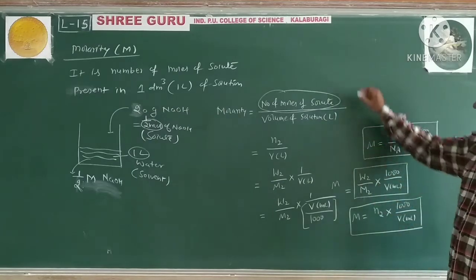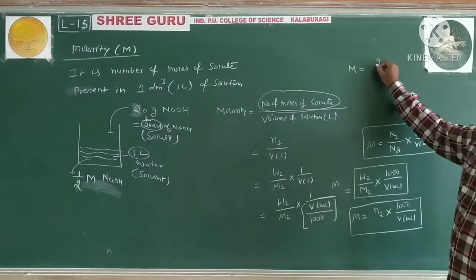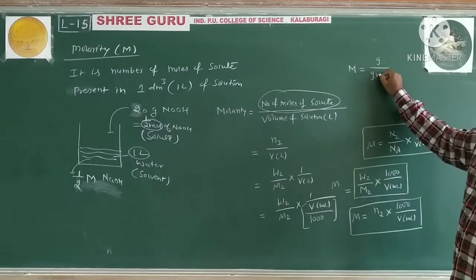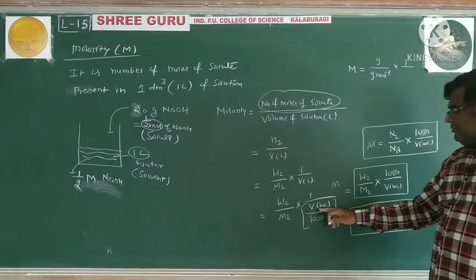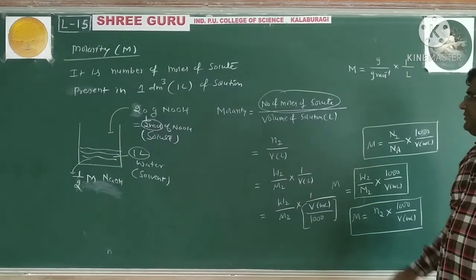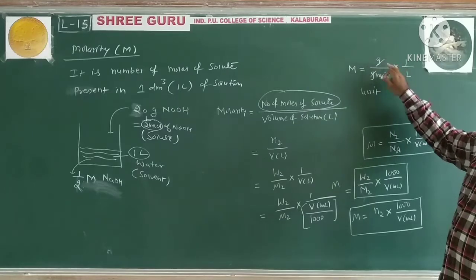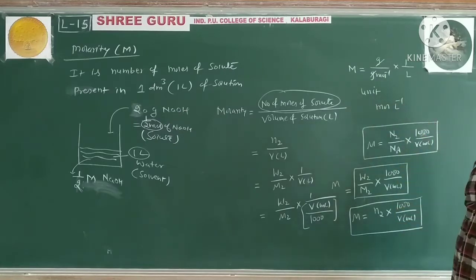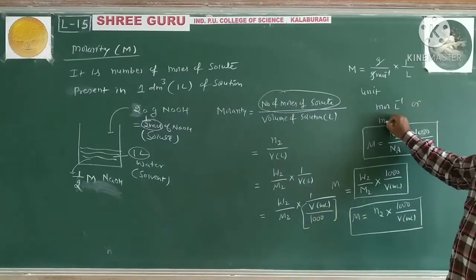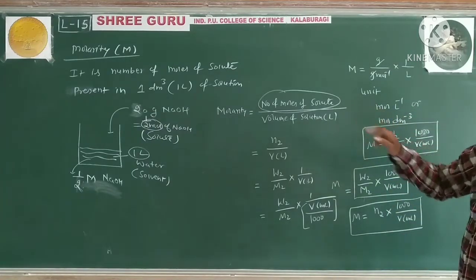What is the unit? See the unit here. W2 is nothing but gram. Molar mass is gram per mole. And this is nothing but volume in liter. Right. So the gram cancels. And that's why the unit is 1 divided by mole raised to minus 1, which is mole. And 1 by liter, so it is mole per liter. Or this is also called mole per cubic decimeter. This is the unit of molarity.